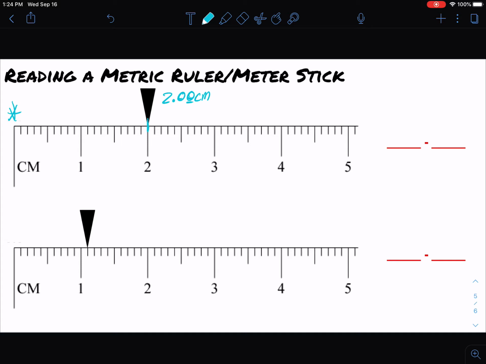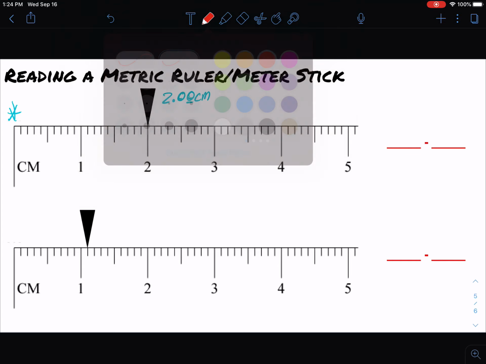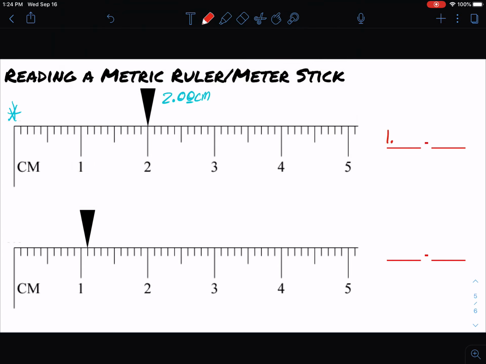But again, because you might look at this and say, well, I'm not sure, it might be a little over the line or it might be a little before. I would accept for this answer 1.99 centimeters to 2.01 centimeters. Any of those would be correct. The answer I would pick, me personally, would be right there, 2.00, because I believe it to be dead on that mark.